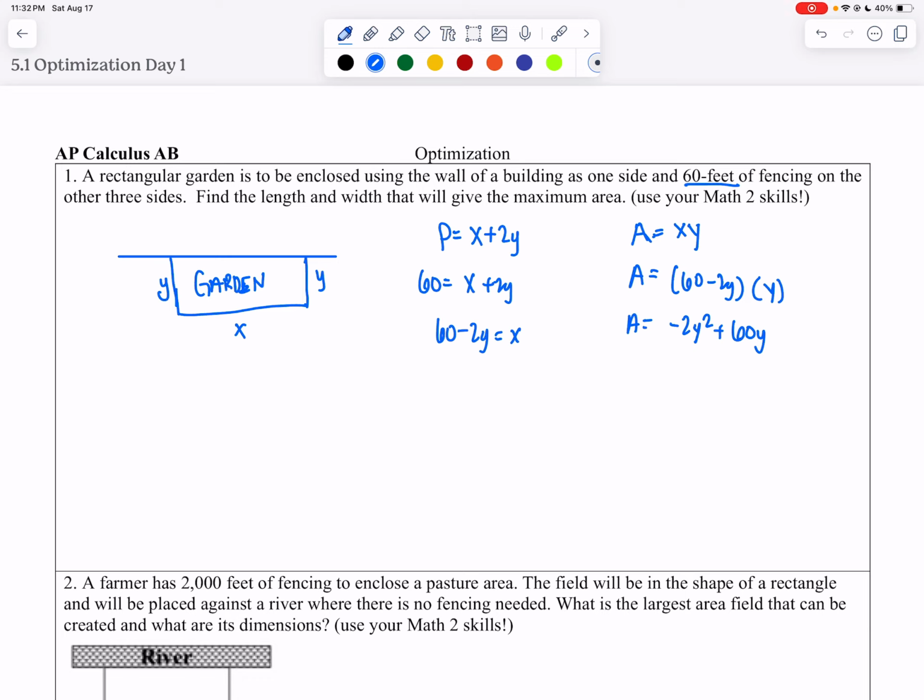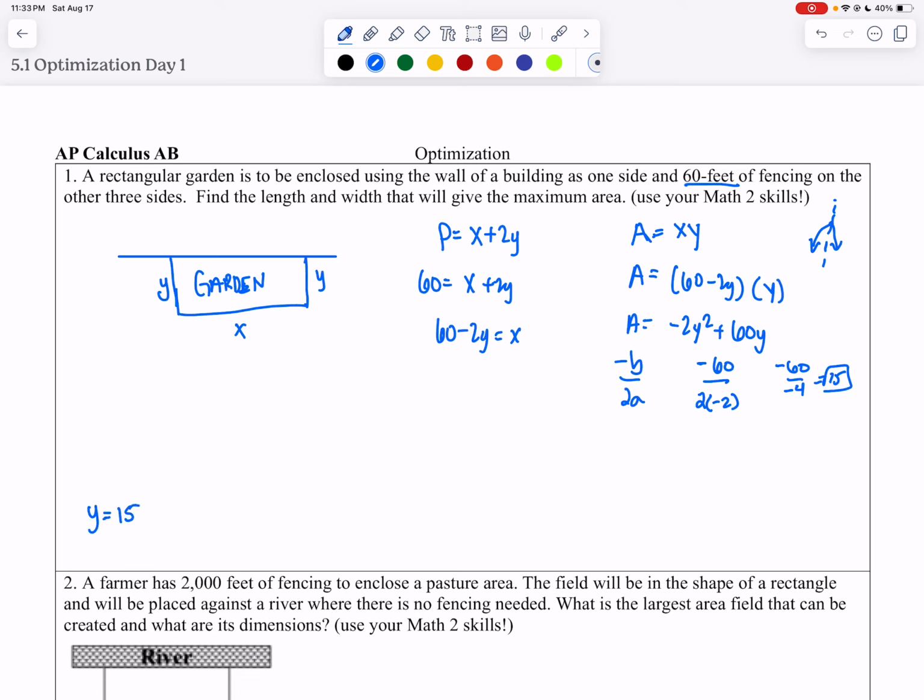All right, so at this point, because I want to maximize this and because this is a parabola, what I can do is think about the axis of symmetry, because remember that the axis of symmetry is going to give us our maximum. And thinking back about our Math 2 skills, our axis of symmetry is negative b over 2a. So we're going to be using that with our equation. Negative b is going to give us negative 60. 2a is going to be 2 times negative 2. So negative 60 over negative 4 is 15. So this tells me that my Y value is 15.